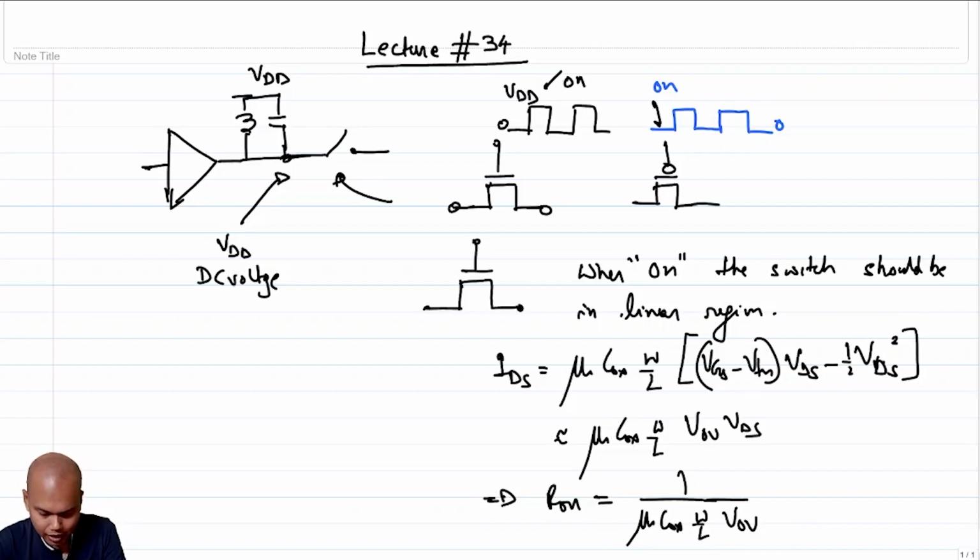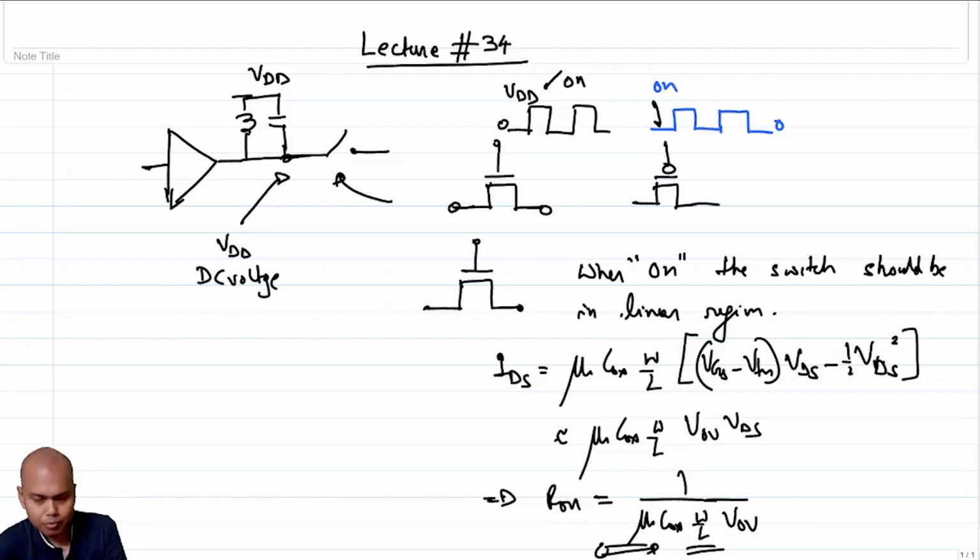So since in the case of an NMOS, your mu n is greater than mu p, and Cox is kind of the same, and V overdrive you would like to maximize, whatever maximum V overdrive you can have in an NMOS will be the same as in a PMOS, which essentially means that for the same W by L, you are going to have lower on resistance for an NMOS than a PMOS, and hence you would prefer an NMOS transistor.